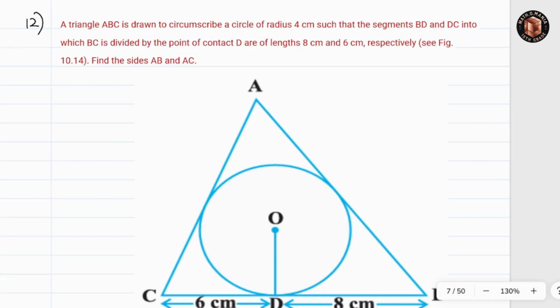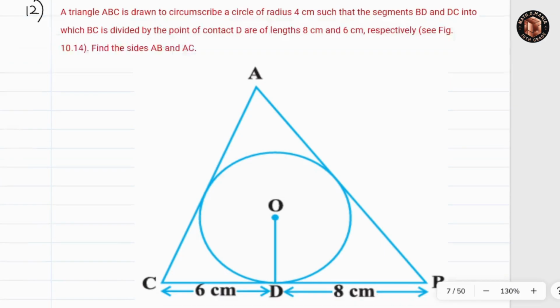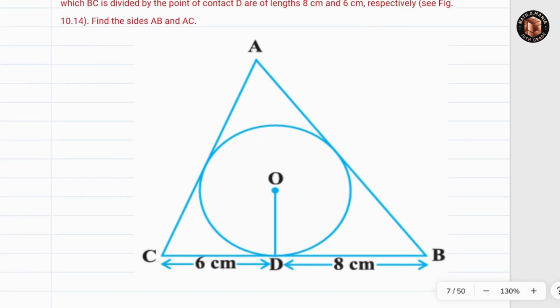Now let's do the question number 12. A triangle ABC is drawn to circumscribe a circle of radius 4 cm such that the segments BD and DC into which BC is divided by the point of contact D are of the length 8 cm and 6 cm respectively. Find the sides AB and AC. Here they are asking us to find what? AB and AC we need to find. In order to find these things, what all values are given? CD is given as 6 cm, BD is given as 8 cm, and they are telling the radius of the circle is equal to 4 cm.